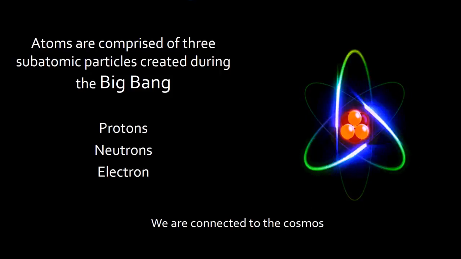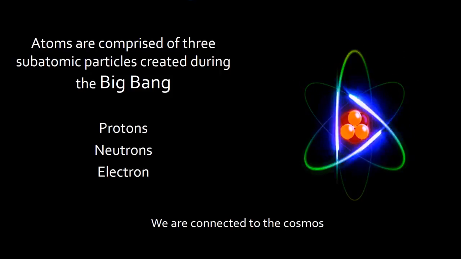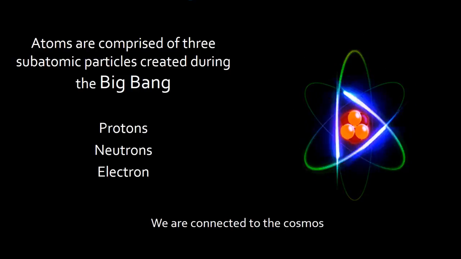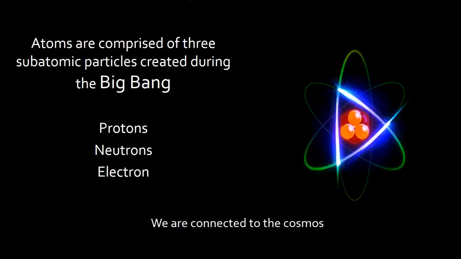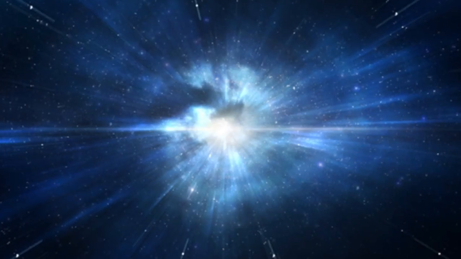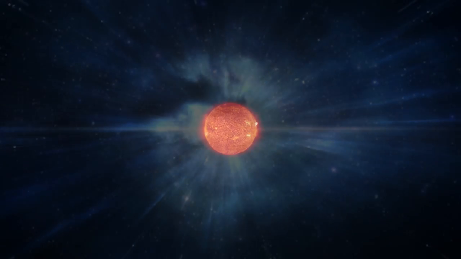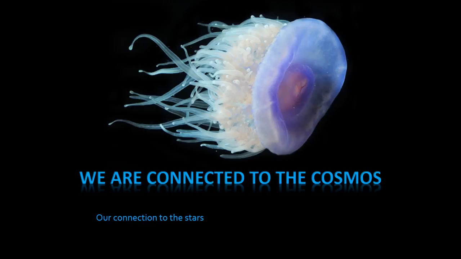So think about that. At your most fundamental level, you are made up of protons, neutrons, and electrons. And most of the protons and electrons inside of you are over 13.7 billion years old. They have been there since the beginning of time and space itself. Some of the neutrons in you may have been there from the beginning as well. However, neutrons are also created in stellar processes. As you can see, we're connected to the cosmos.